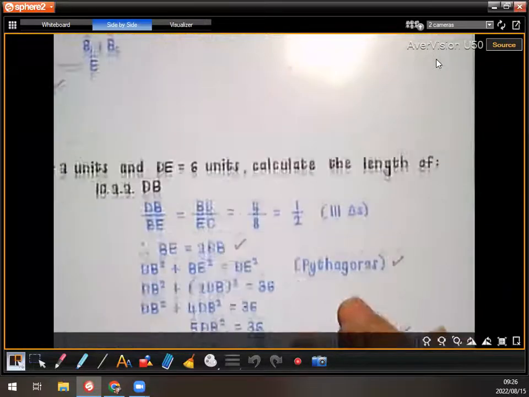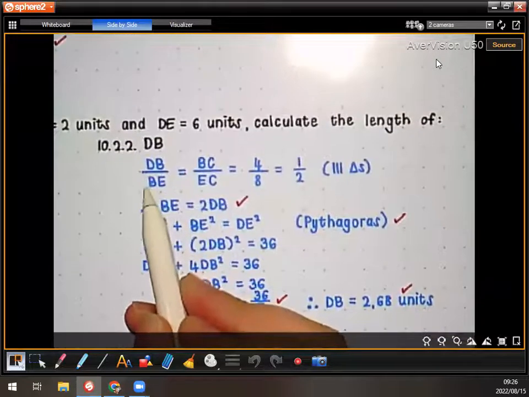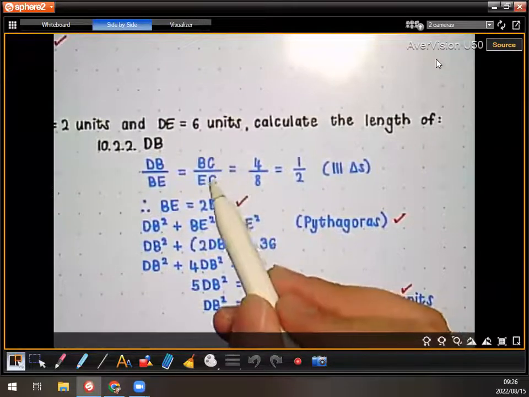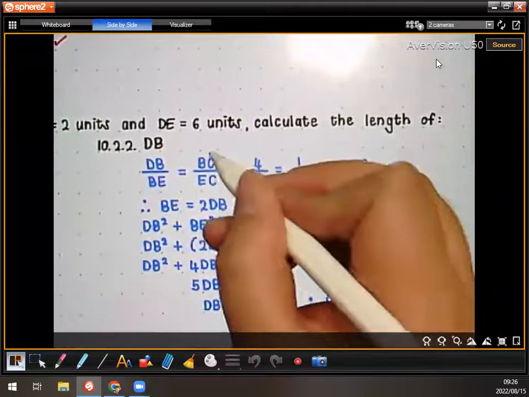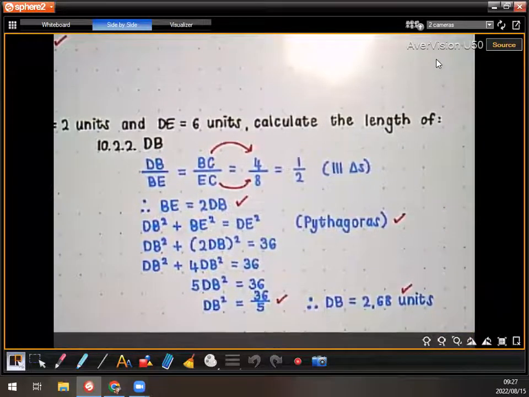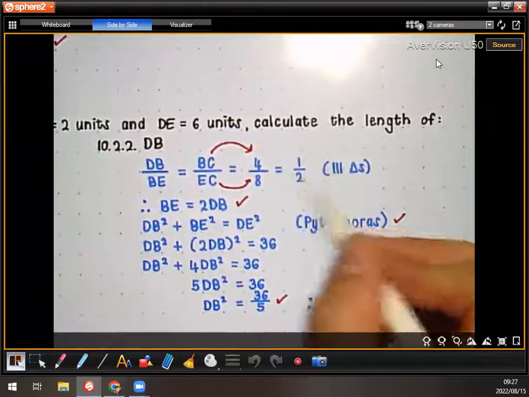Let me just show you again. DB over BE, that's from my frog faces, is equal to BC over EC. And then I filled in BC was 4 and EC was 8. All right, that's what I did there. Then I simplified that to a half.